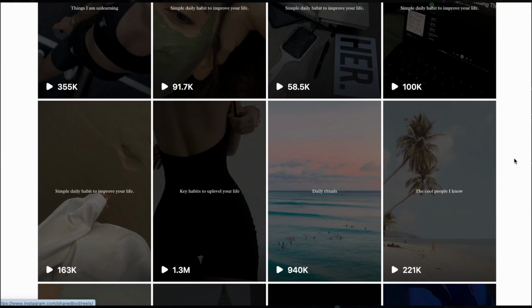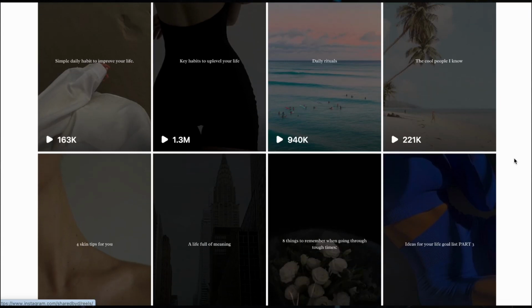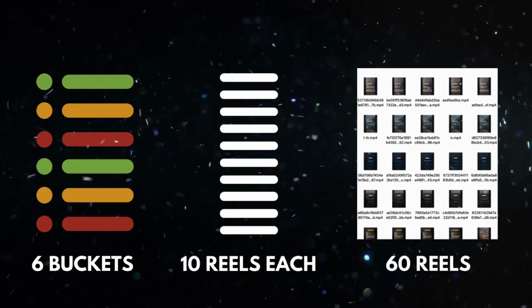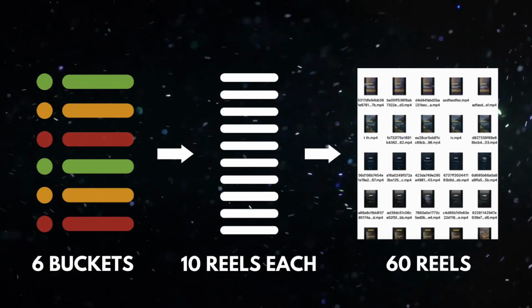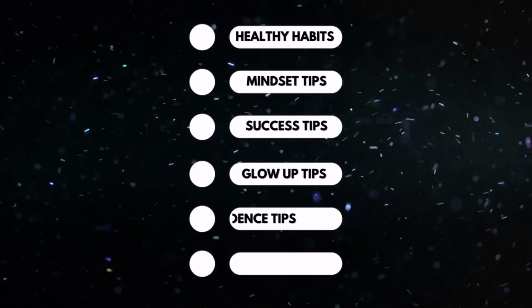And we want to follow a similar approach for our page because these are clearly working extremely well for them. So we want to go ahead with 6 buckets, and that way we have 10 reels under each bucket for a total of 60. And here are the buckets we are going with.